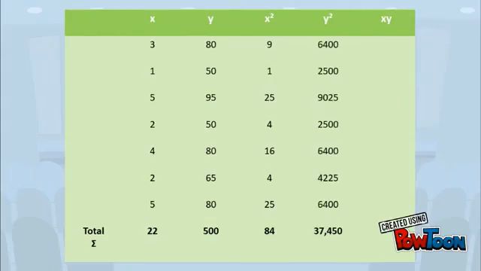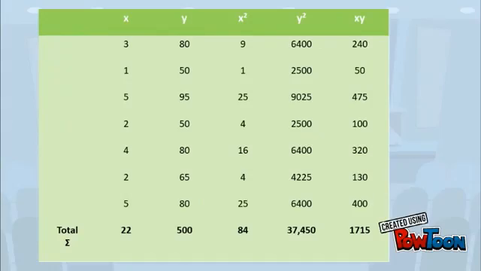Next, for the y squared. For example, when we square the number 80, we will get 6,400. So, the value for the total of y squared is 37,450. Lastly, for the variable xy. So, 3 times 80, we will get 240. We will do the same thing for the other numbers. Now, the total of xy is 1,715.